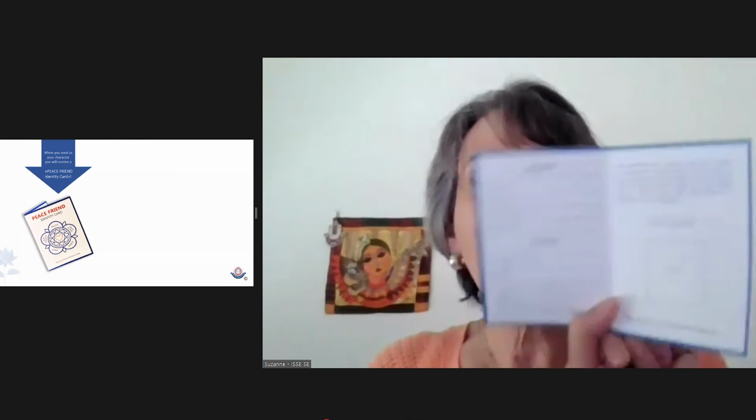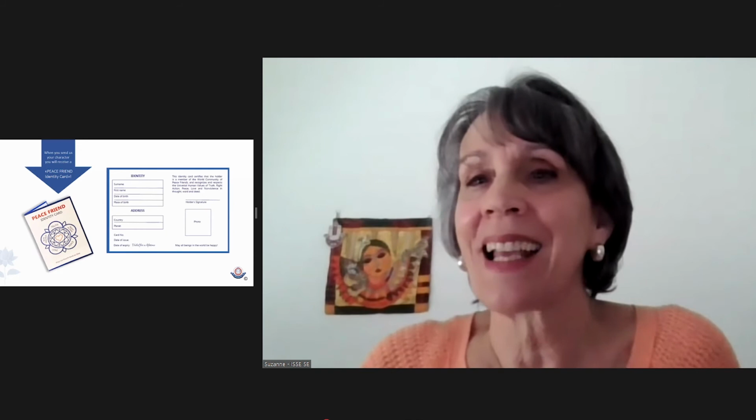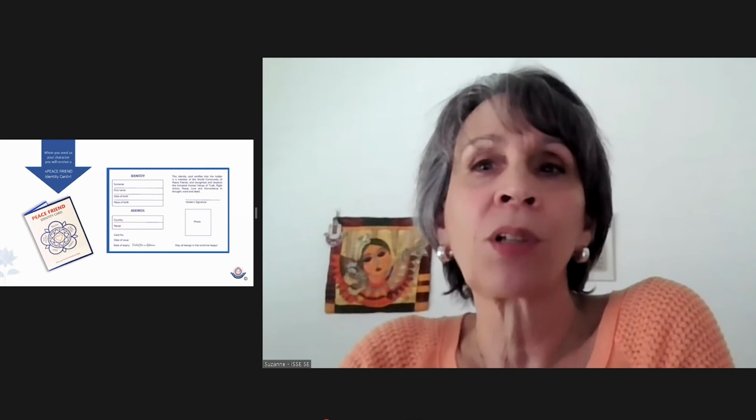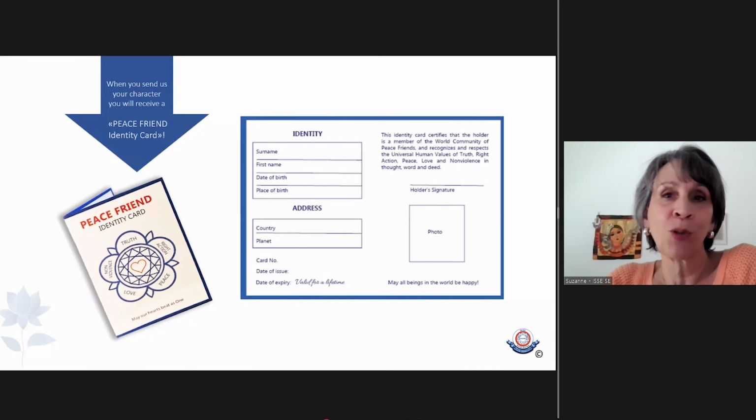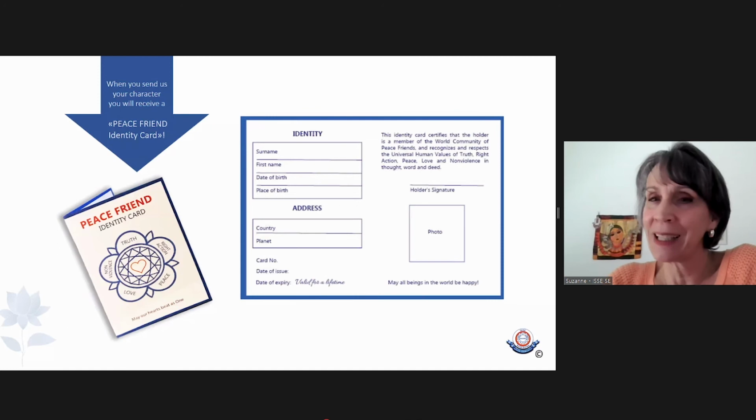The most important part of this identity card is what it says inside. It says, "This identity card certifies that the holder is a member of the world community of peace friends and recognizes and respects the universal human values of truth, right action, peace, love, and nonviolence in thought, word, and deed." So I will read it again. "This identity card certifies that the holder is a member of the world community of peace friends and recognizes and respects the universal human values of truth, right action, peace, love, and nonviolence in thought, word, and deed." And of course, after reading this, we sign this card.